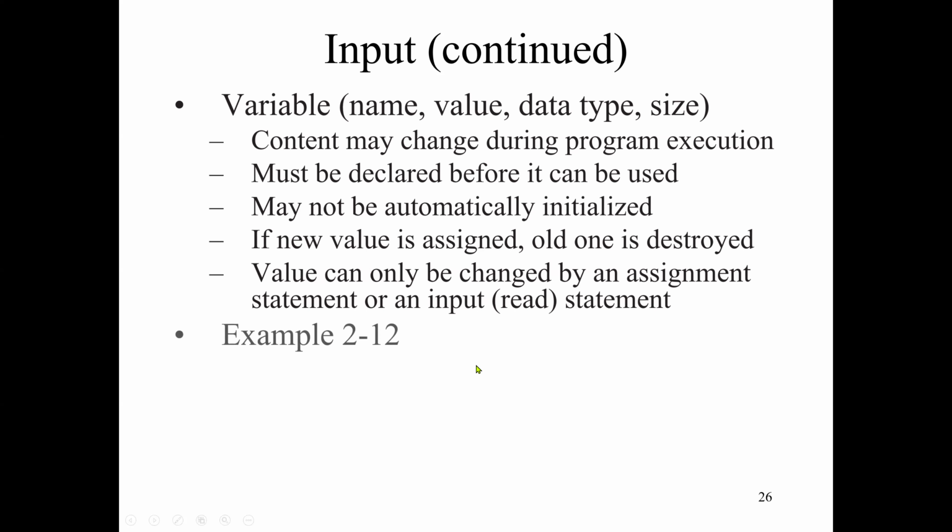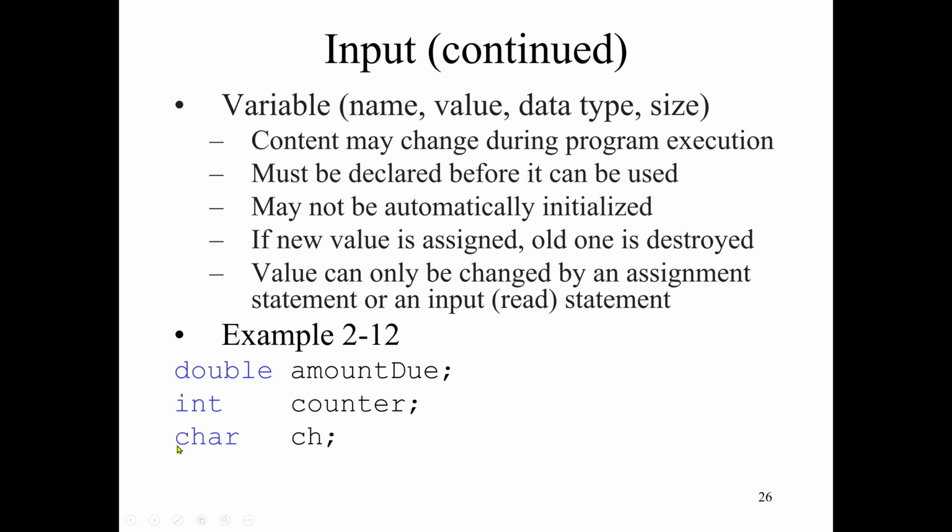So let's see an example. We can see a variable named amountDue. The data type is double, which means it's a decimal value, but we didn't initialize it. Again, only for a constant variable do we have to use the keyword final and initialize it. Another example, we have a variable named counter. The data type is int. Another variable named ch, data type char.